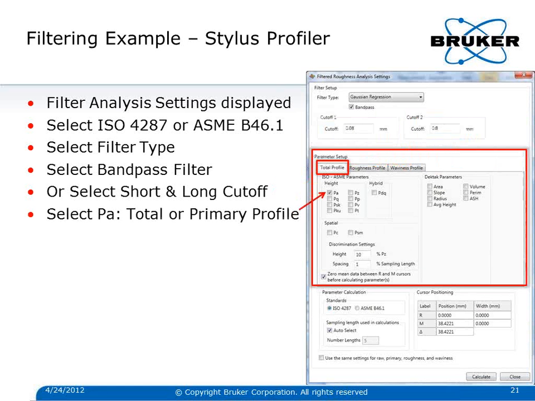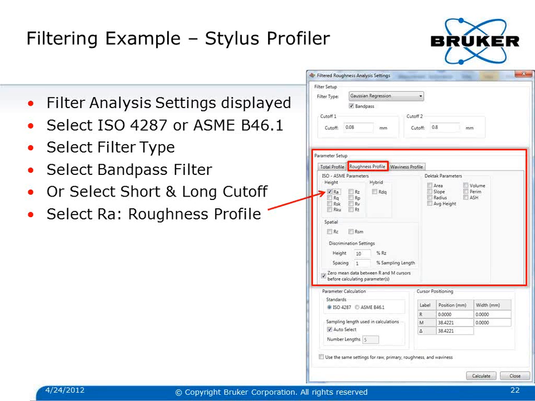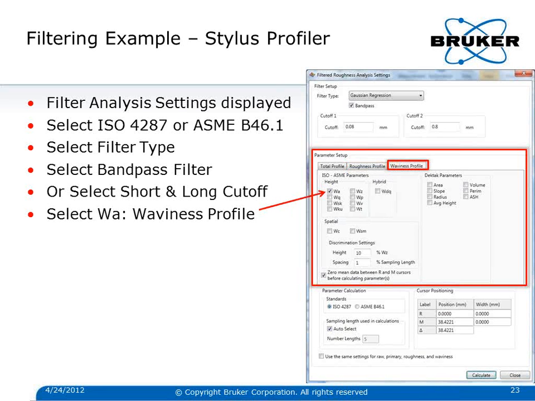So once you select the filters that you would like to use, then off to the right here you see there's a total profile, roughness profile, and waviness profile, and you can select calculations for each one of those different profiles. So here we're selecting PA, which is the total profile average roughness. Then we select RA, which is the roughness profile of the filter data, the data that's filtered by the cutoff filter. And then the waviness profile, or WA, is the data that passes through the cutoff filter.